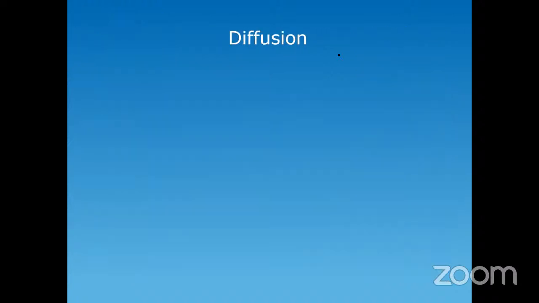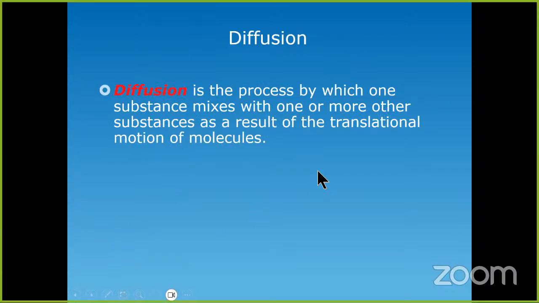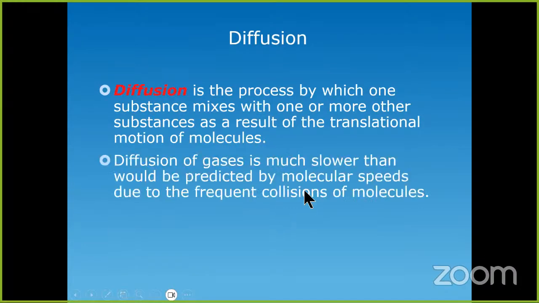Okay, so let's move on now to this particular concept of diffusion, and then we'll be looking at effusion shortly. We won't spend too much time looking at diffusion. But basically, here's a definition of diffusion right here. It is a process by which one substance mixes with one or more other substances as a result of the translational motion of molecules.